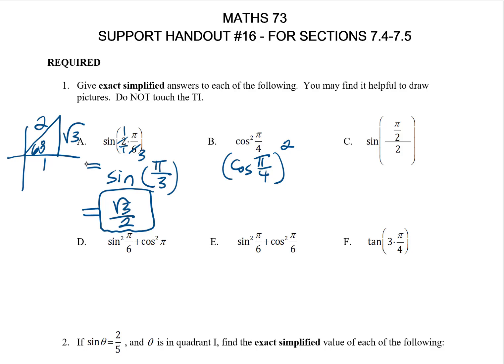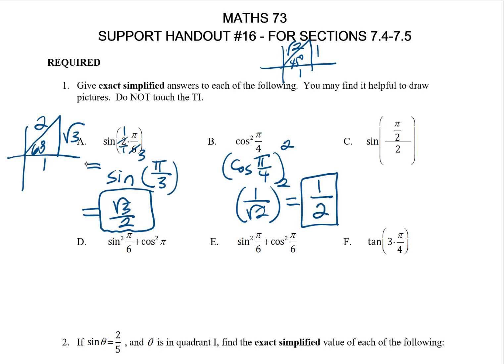Well, again, cosine pi over 4 I can get from a quick picture. It's just the 45, 45, 90 triangle. Cosine pi over 4 is 1 over root 2. We usually rationalize that, although I think in this case it's not really necessary because I'm just going to square the pieces. 1 squared is 1, and root 2 times root 2 is just 2. And so the final answer here is 1/2.